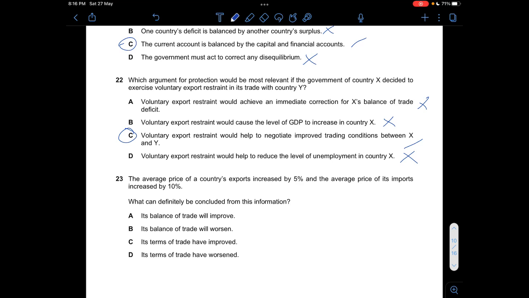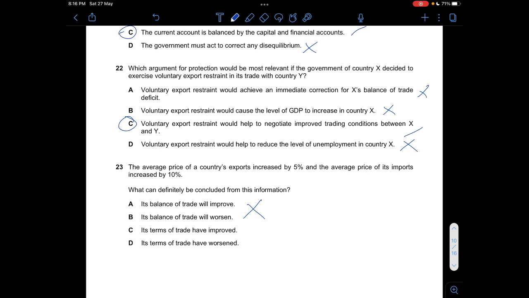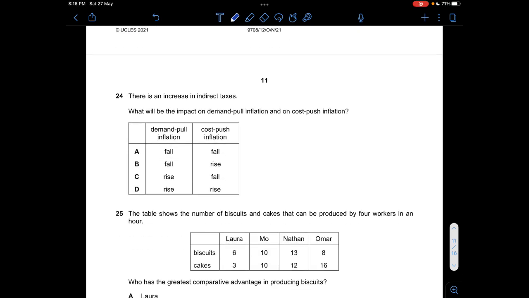Question 23. The average price of a country's exports increased by 5% and the average price of its imports increased by 10%, which means that the terms of trade have worsened. Anything to do with balance of trade is not correct here, because balance of trade is for volume of goods, so A and B are wrong. It says terms of trade have improved, but the terms of trade have worsened, so the answer is D.